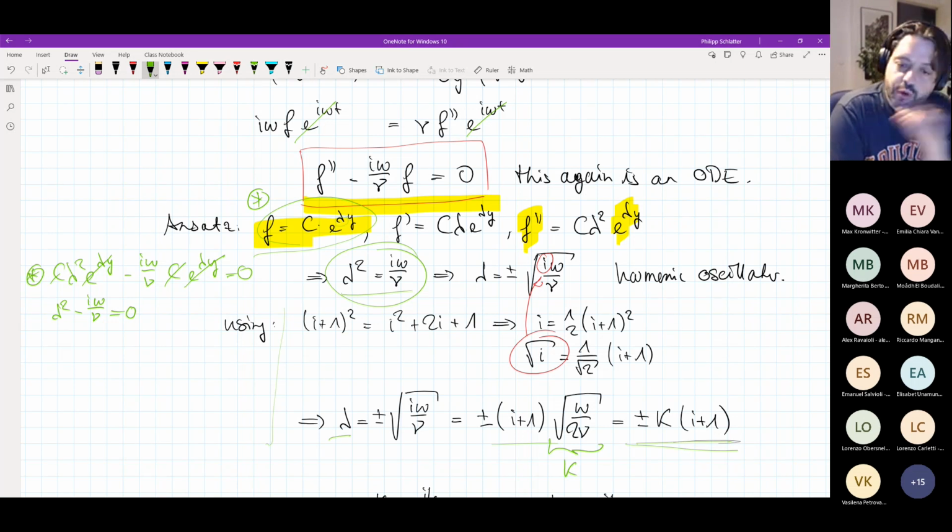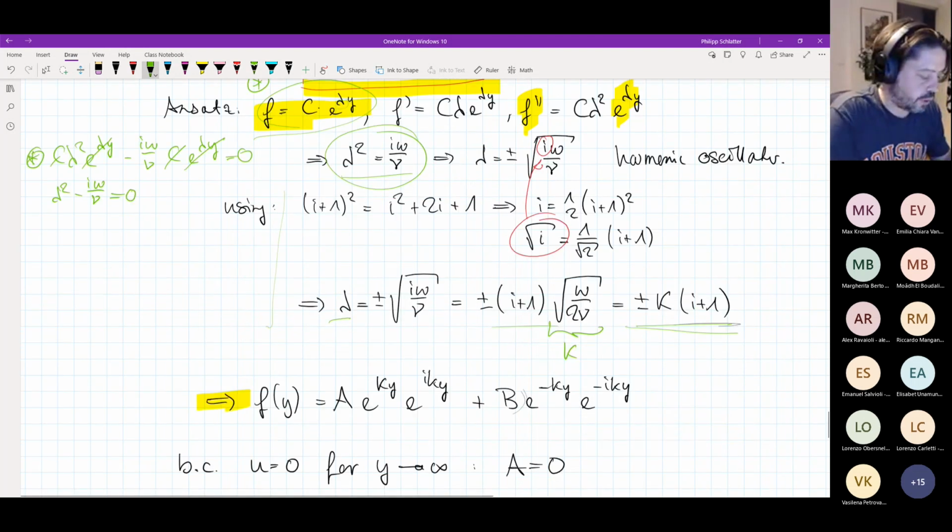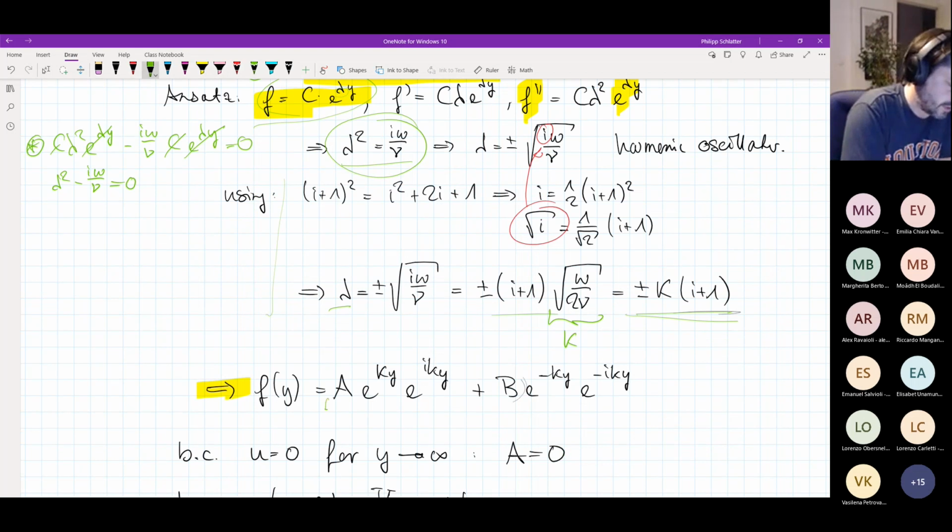So that means I know now my solution needs to be composed of c times e to the lambda y with two different lambdas. And of course, because it's a linear ODE, the general solution would be the sum of these two solutions. So therefore, my general solution is then this one here and this one here. This one would be for the positive lambda.